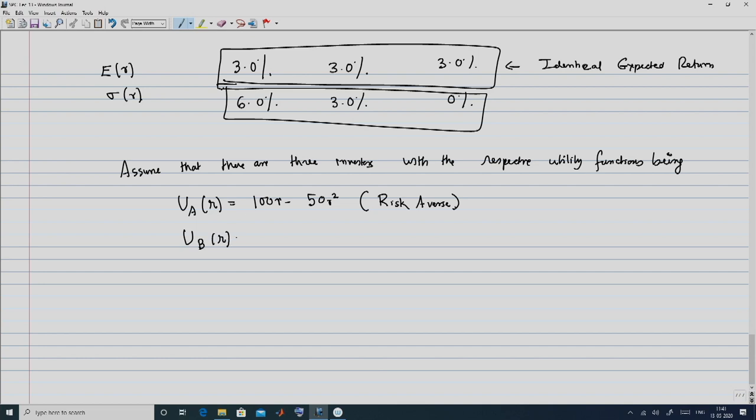Utility of the investor B is 100 R, and this investor is risk neutral, and as I said, we will see later why this is risk neutral. And UC of R is equal to 100 R plus 50 R square. This is a risk seeking investor.